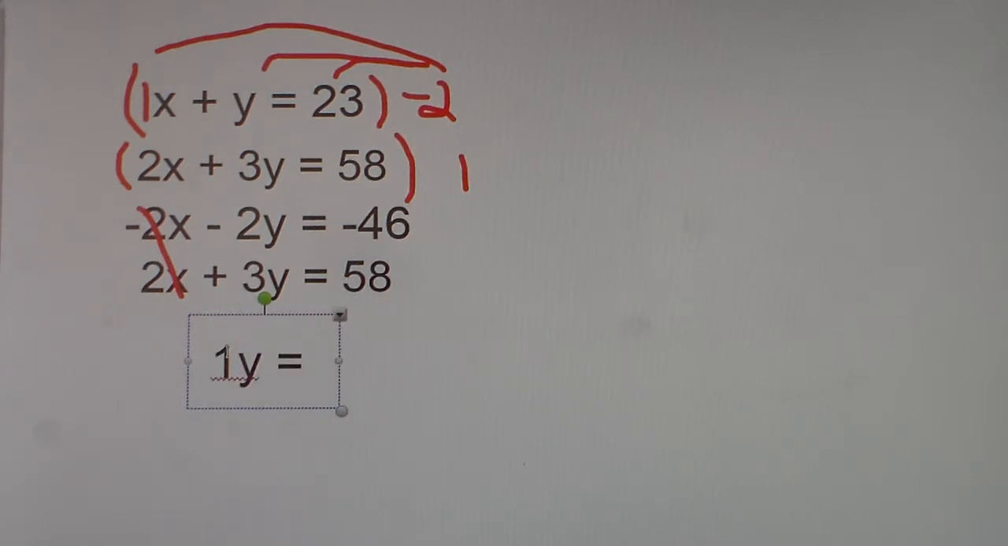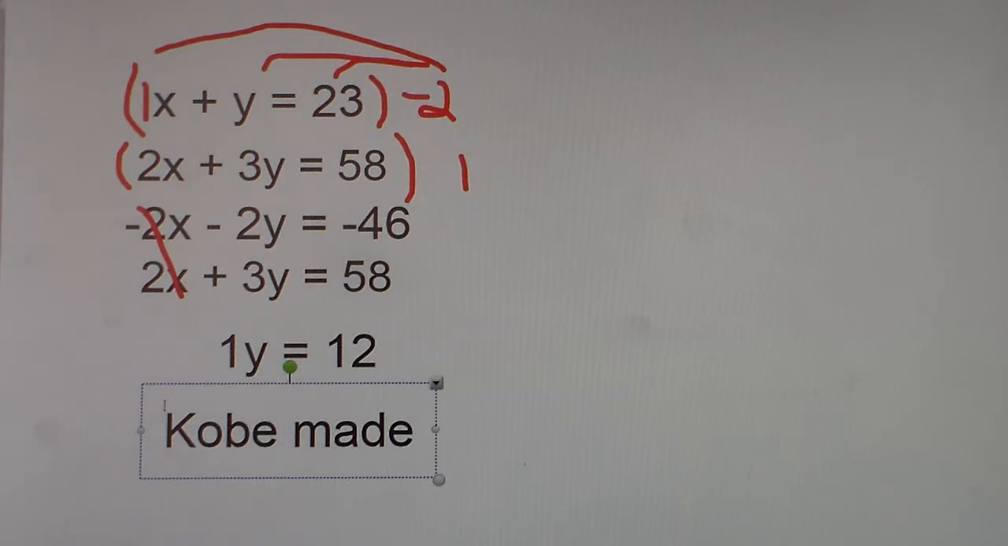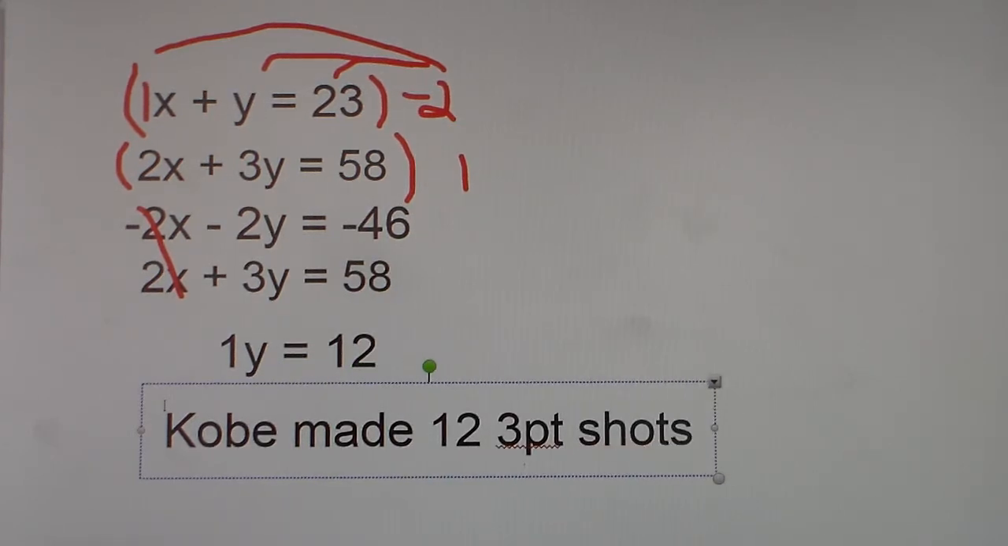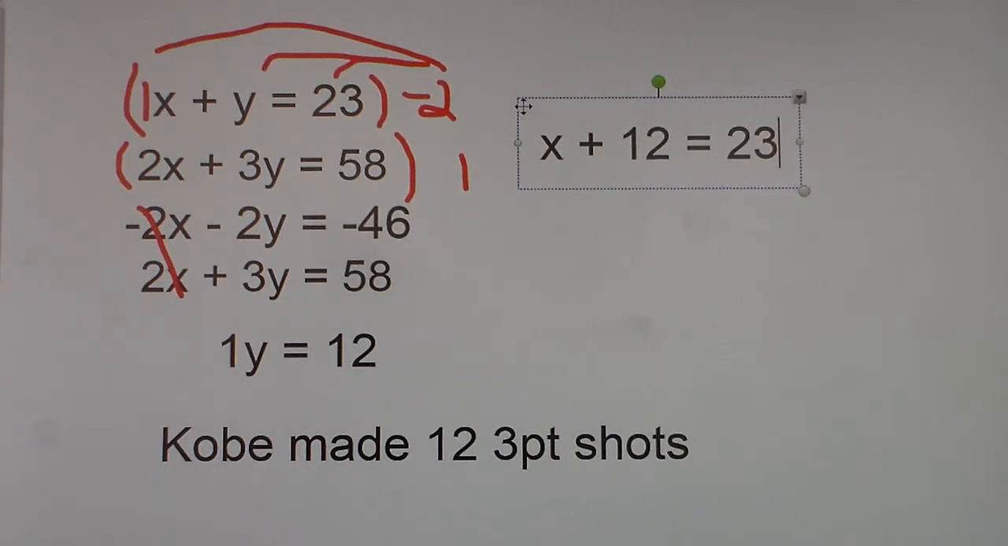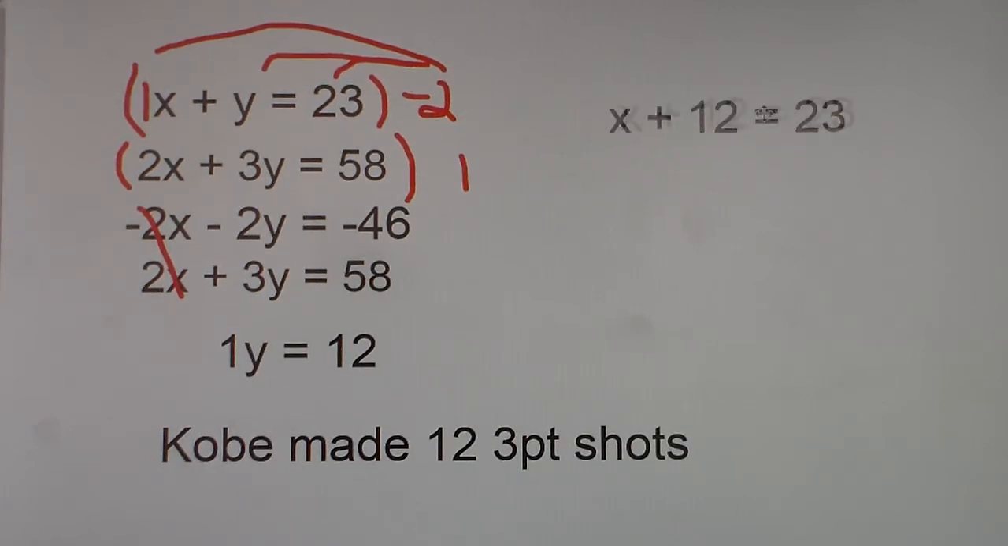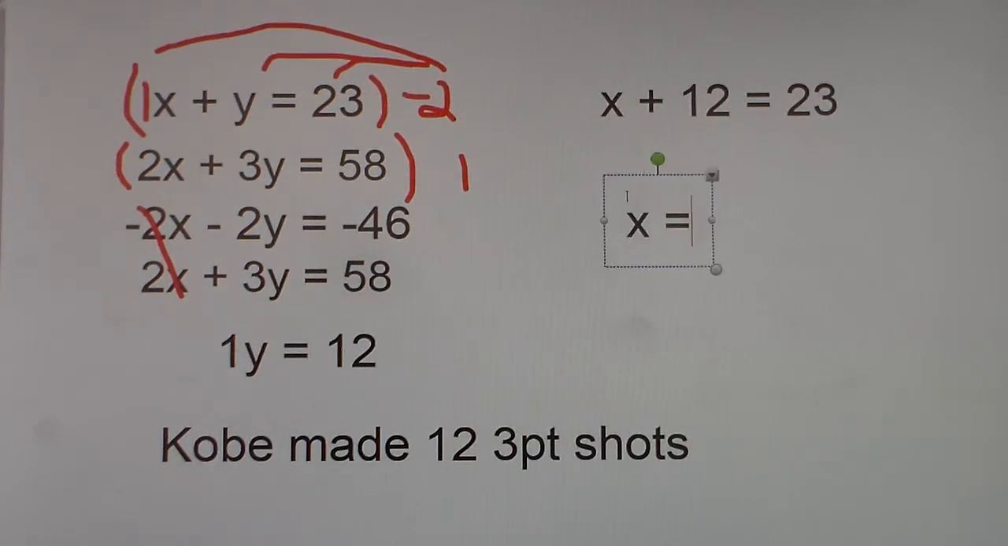That is equal to 58 minus 46. This is going to get you 12. So Kobe made 12 3-pointers. Three-point shots. Now you have to put that 12 in for y. So it's going to be x plus 12 equals 23. We subtract 12 from both sides and we get x equals 11.